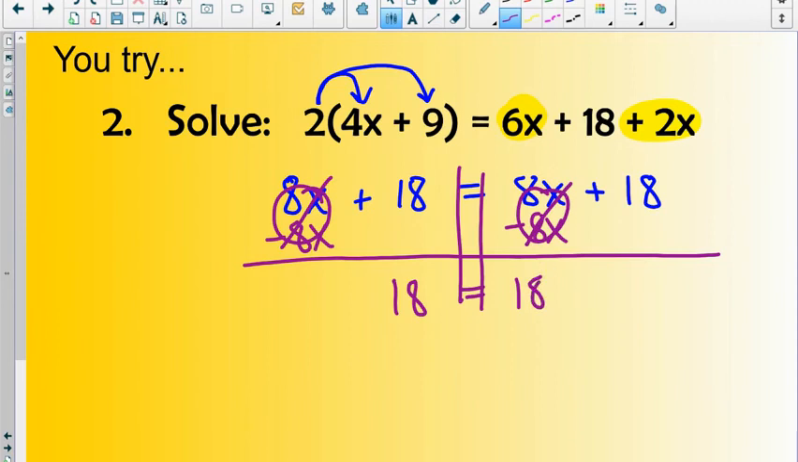My variable terms canceled out on both sides of the equation again. I don't even have x as part of my equation anymore. All I have left is two numbers, 18 equals 18. So I notice that this is a special equation. So I have to think about, what does it mean if I get two numbers that are actually equal to each other like this? 18 equals 18, that is a true statement.